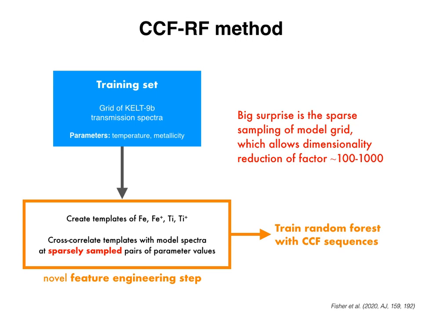And the big surprise is not that you can actually do this. The big surprise is that you can cross-correlate the templates with the model spectra at very sparsely sampled combinations of the parameter values. And this sparse sampling is the key because this allows a dimensionality reduction of 2 to 3 orders of magnitude. One then ends up with a random forest of trained CCF, cross-correlation function, sequences that one can then use to analyze the data.